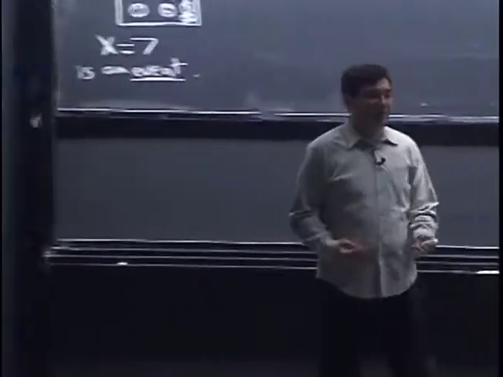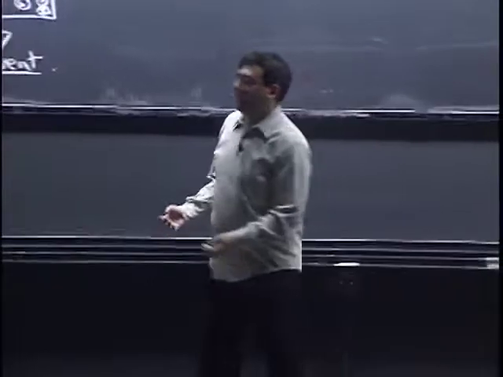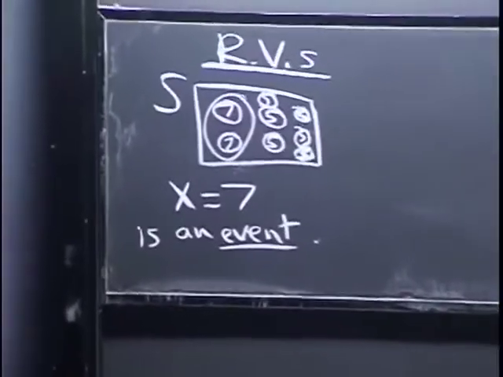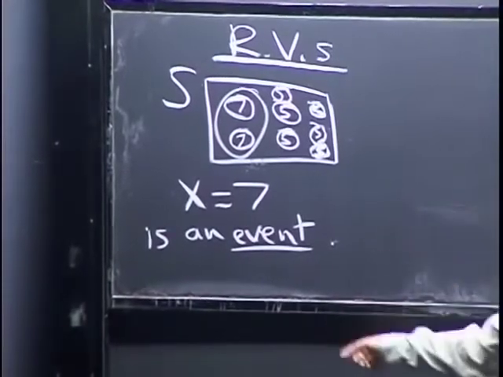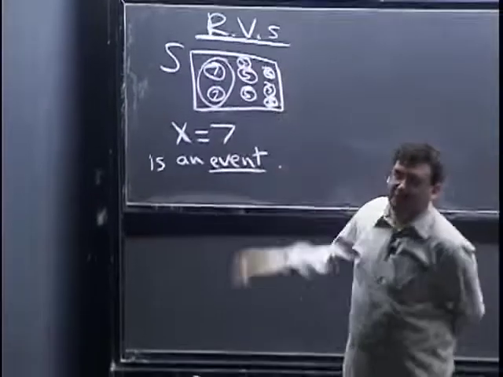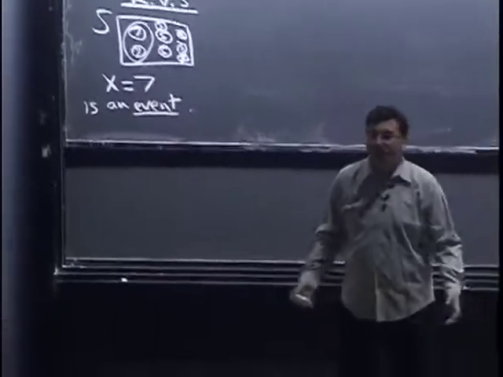Remember, an event is a subset of the sample space. So in my picture, that event would consist of these two pebbles that I labeled 7. It doesn't matter what the numbers are. I don't know if the numbers are easy to see. I called these two 7, these are 5s, and these are 3s. But you can put whatever numbers you want.